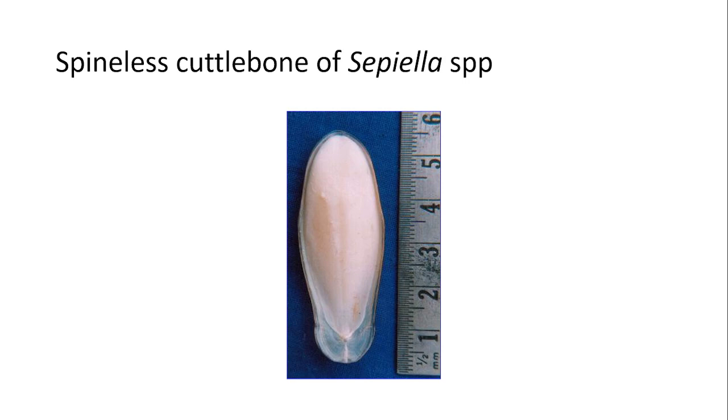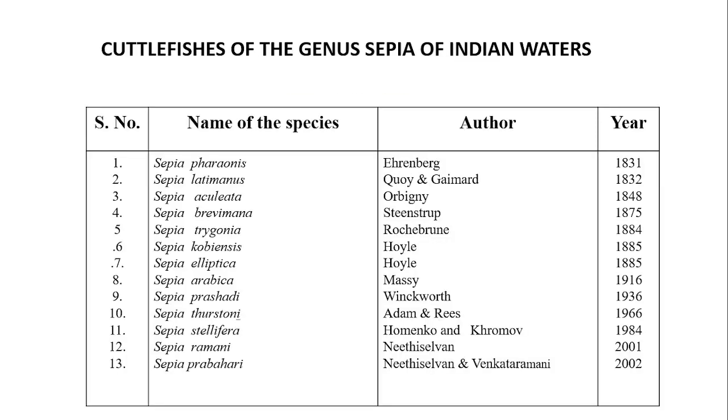This is the cuttlebone of Sepia species. Next, we move to the cuttlefish of the genus Sepia in Indian water. This is the list of Sepia species that is present in Indian water: Sepia pharaonis, Sepia latimanus, Sepia aculeata, Sepia brevimana, Sepia dollfusi, Sepia elliptica, Sepia arabica, Sepia prashadi, Sepia rostrata, Sepia stylifera, Sepia ramani, Sepia prabhari.